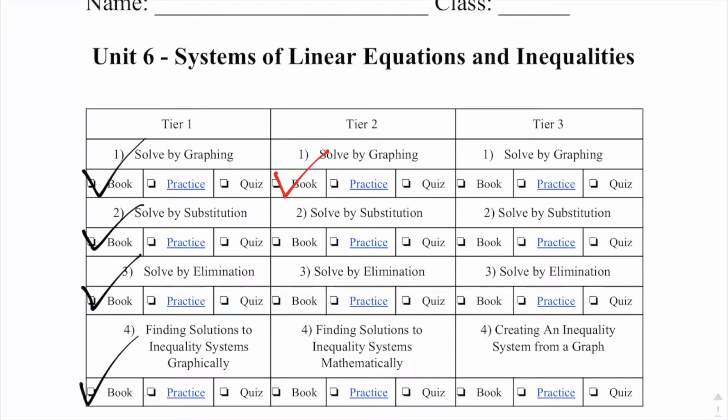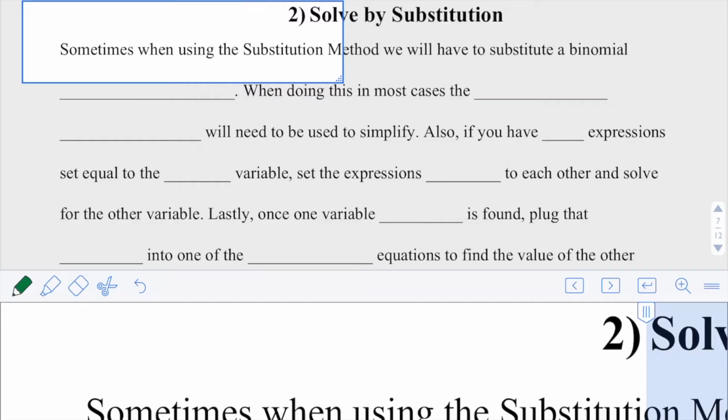Hello, Algebra 1 students. Here we are in Unit 6, Tier 2, Lesson 2, Solve by Substitution. Let's check off our booklets. Here we are in Lesson 2 of Tier 2, Solve by Substitution.